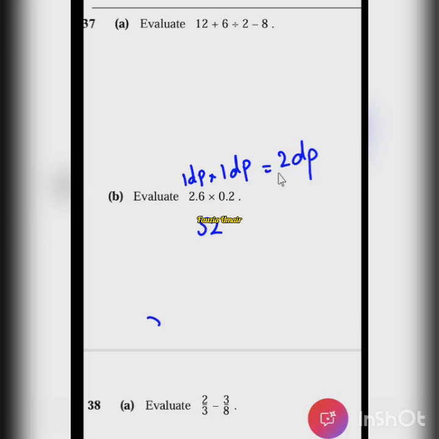And in 2 decimal places I have to put the decimal back, so I will put the decimal in 2 decimal places. 0.52 would be the answer. All right.